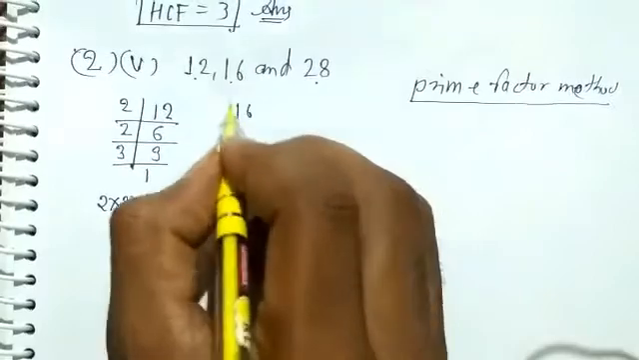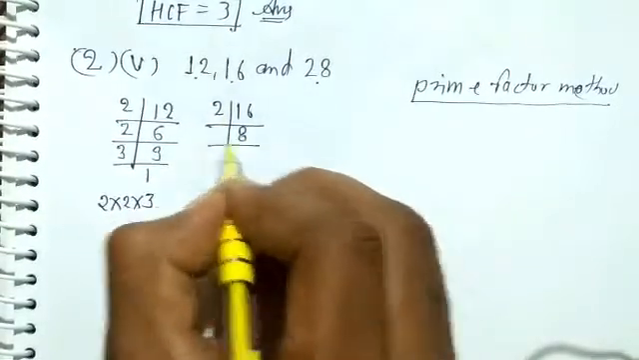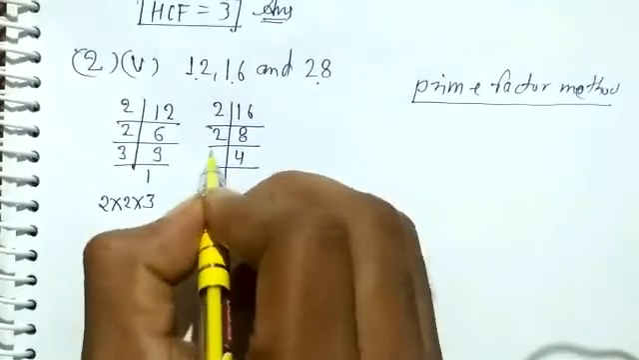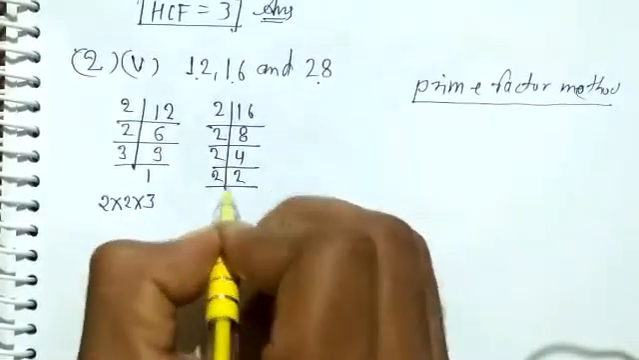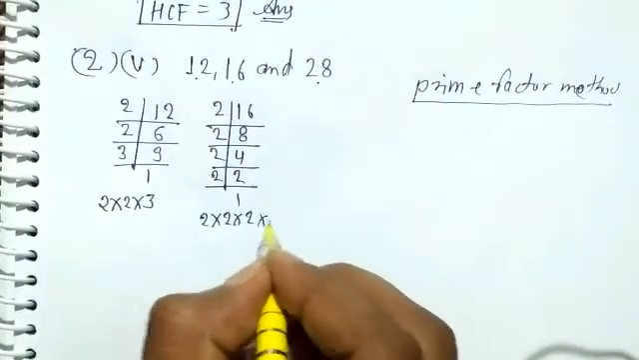Now the prime factors of 16, this is an even number. Divide by 2, 2 eights are 16, again by 2, 2 fours are 8, again by 2, 2 twos are 4, again by 2, 2. Its prime factors are 2 into 2 into 2 into 2.